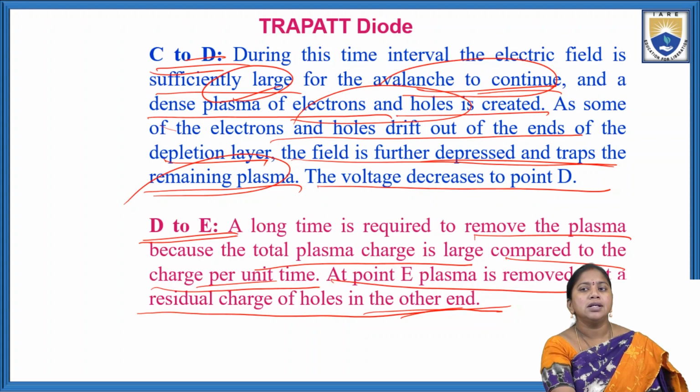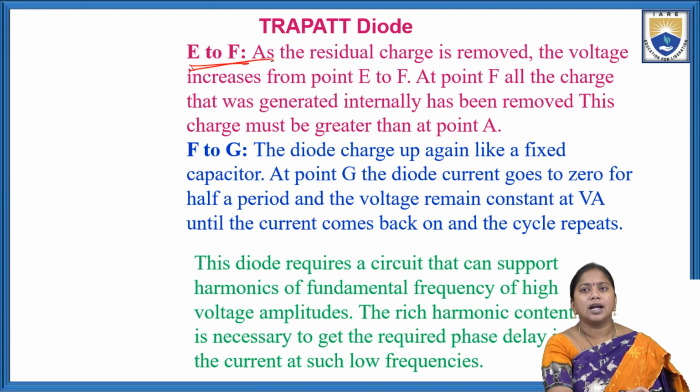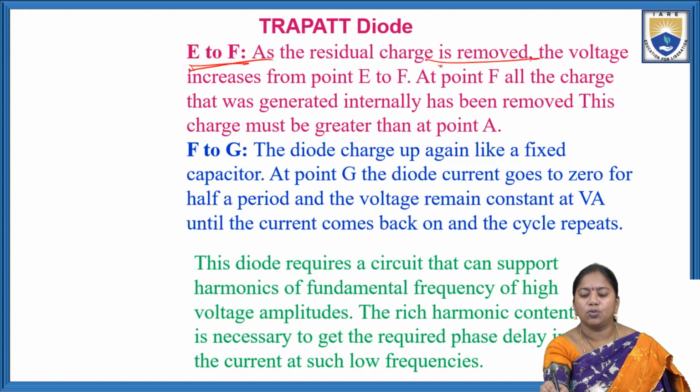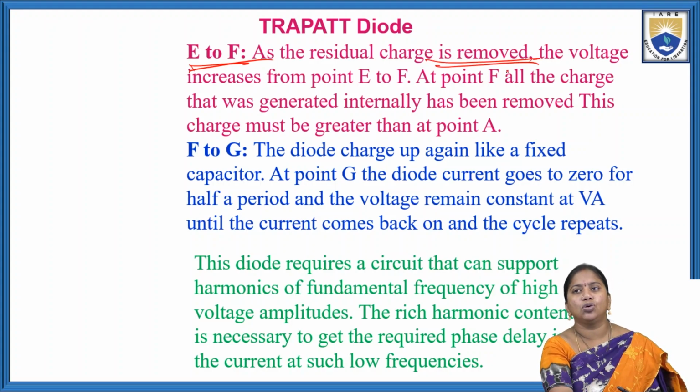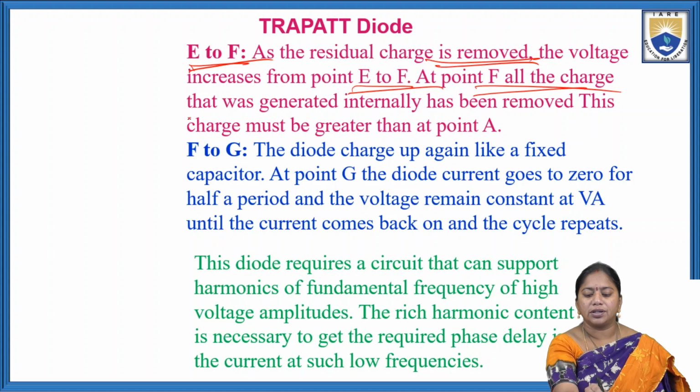At point E, the total plasma is removed, but there is a residual charge of holes in the other end. Then coming to the E to F region, as the residual charge is removed, the voltage increases from point E to F. At point F, all the charge that was generated internally has been removed.